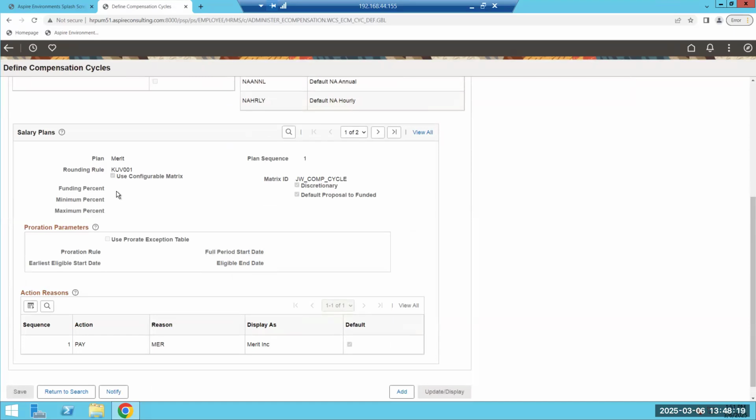As far as the funding is concerned, I can either be using a matrix like what we are doing in this one, and we specify our matrix ID here, or if I wasn't using a matrix, then I would put the percent, minimum, and maximum that applied to everybody in this cycle.